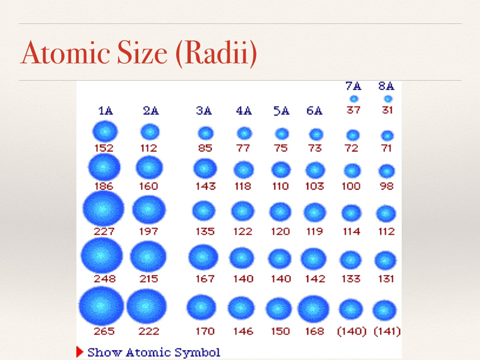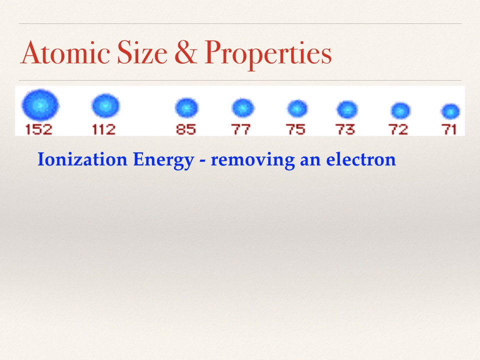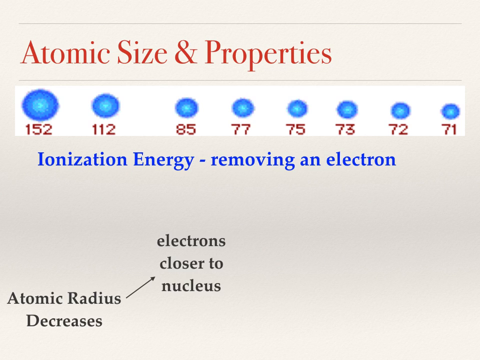Here's our picture again of our atomic size, and right now we're going to look at it within a period. So if we're going left to right, we want to think about our ionization energy. How easy is it going to be to remove an electron? Well, as you go from left to right, the atomic radius decreases. So that means the electrons are closer to the nucleus, which means it would take a lot of energy to remove that electron.